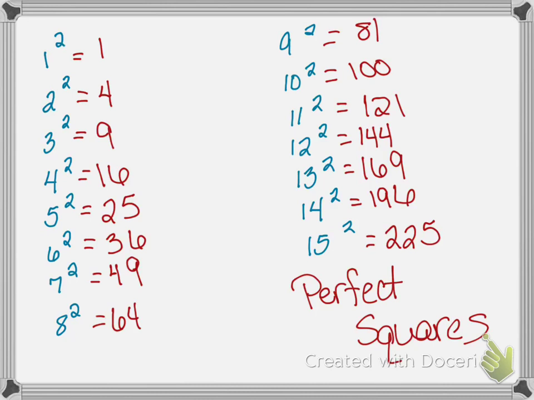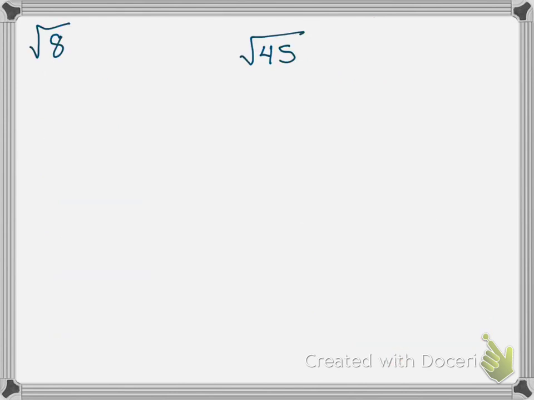Okay? 49 is a perfect square. The square root of 49 is 7. So we are going to start looking for perfect square factors. Here I have the square root of 8. 8 is not a perfect square. If we check the square root of 8 on a calculator, we would get a decimal, and that would still be an approximation. So we have to break 8 down. There is a perfect square factor inside 8, and that perfect square factor is 4.